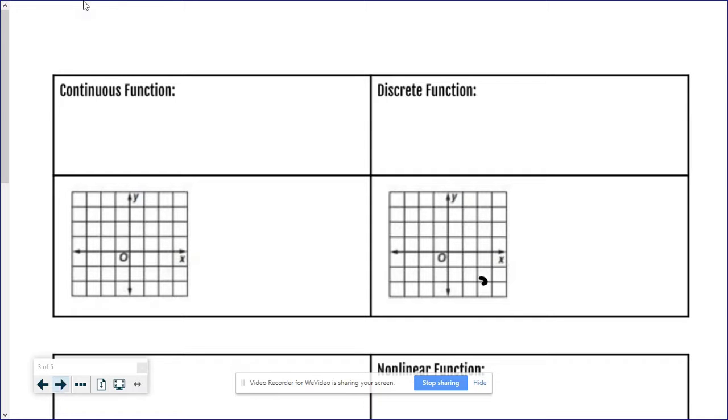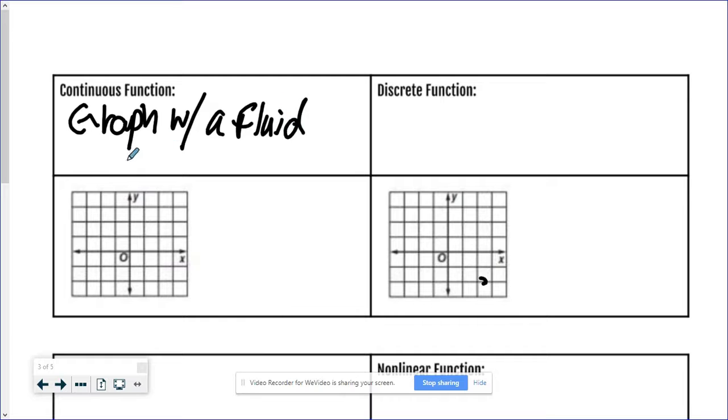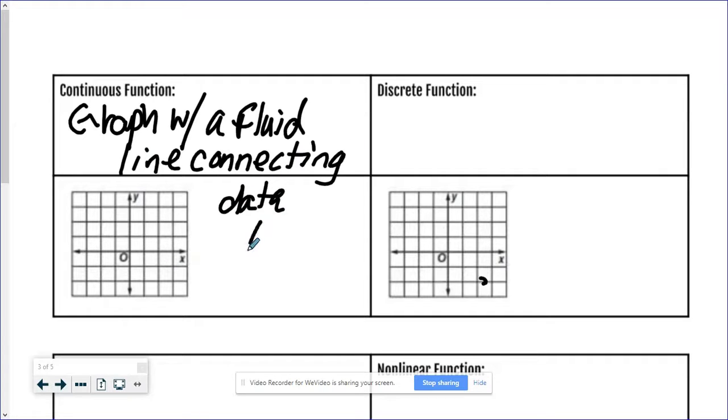So a continuous function is going to be any graph with a fluid line connecting data points. And really, you don't even need the data points.